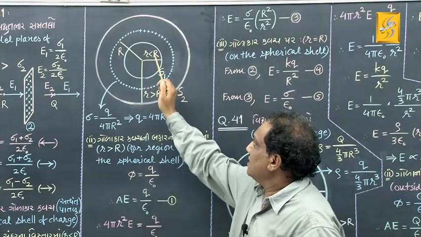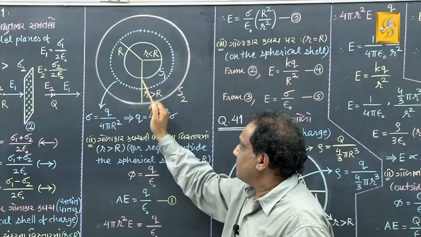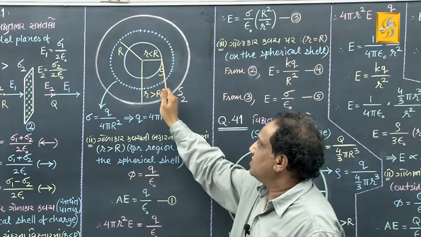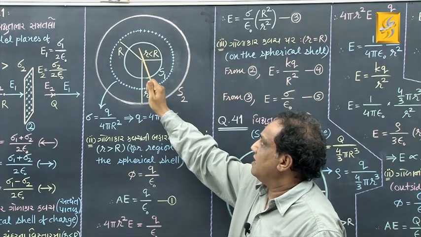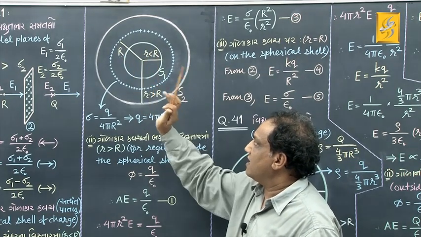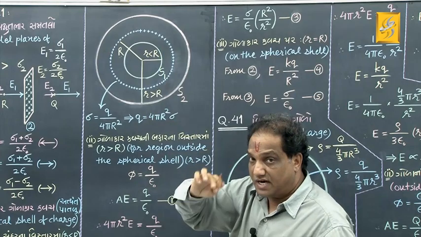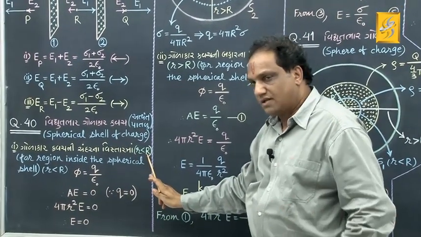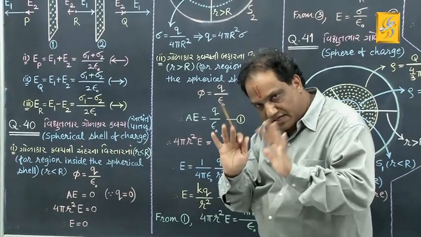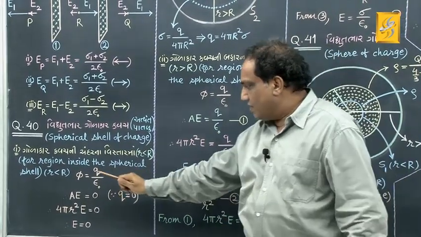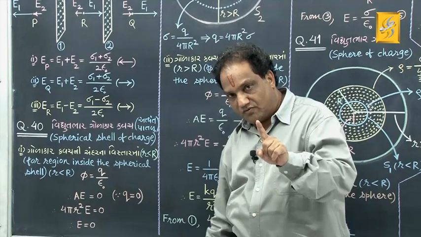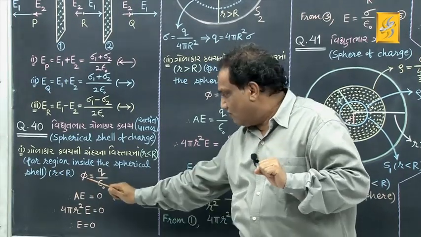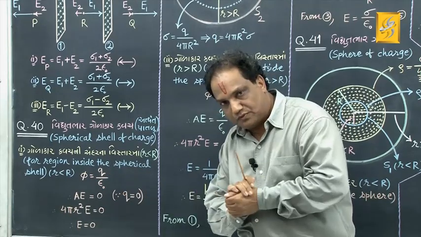Now this considered Gaussian surface is S1 and its radius is this much, which is small r, less than this radius capital R. For the region inside the spherical shell of charge, remember small r is less than capital R, then only you are inside. Now apply Gauss law. What was that? Mathematical form, phi equals q upon epsilon 0.